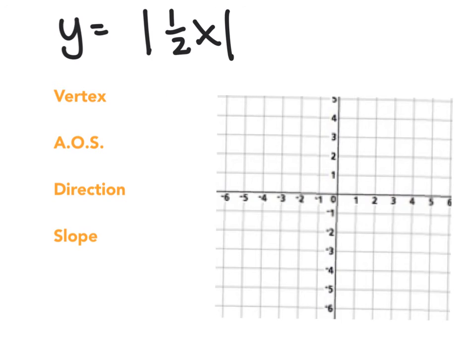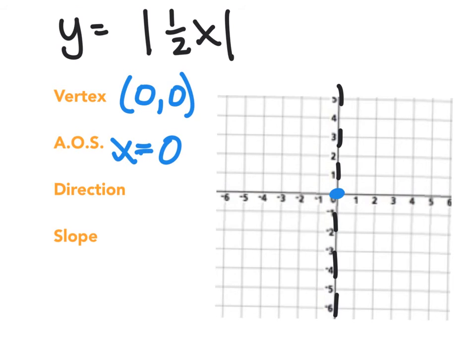Let's take a look at y equals the absolute value of 1/2 x. As you can see, there's no h and k. There's nothing being added to the x on the inside or the outside. So my vertex is at (0, 0), putting the axis of symmetry at x equals 0. Now, because this is still positive, the direction is still up, but the slope changes here.